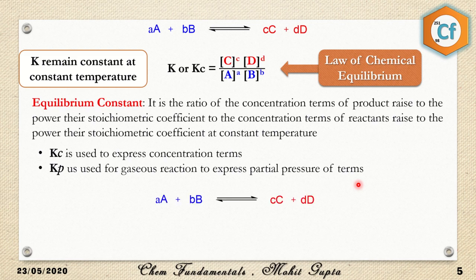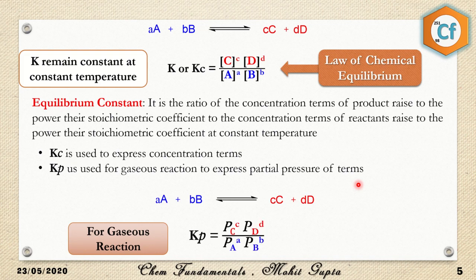So let's take one more example. aA plus bB gives cC and dD, and if I assume that all the species are gases, then I can write Kp, which equals the partial pressure of C raised to power its stoichiometric coefficient c, partial pressure of D raised to power d, divided by the partial pressure of A raised to power a and the partial pressure of B raised to power b.